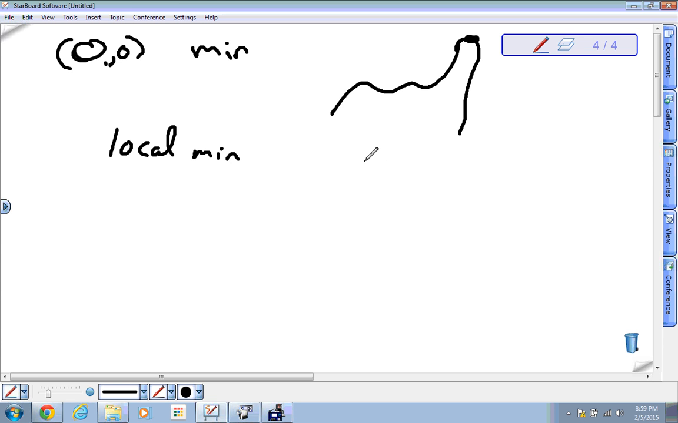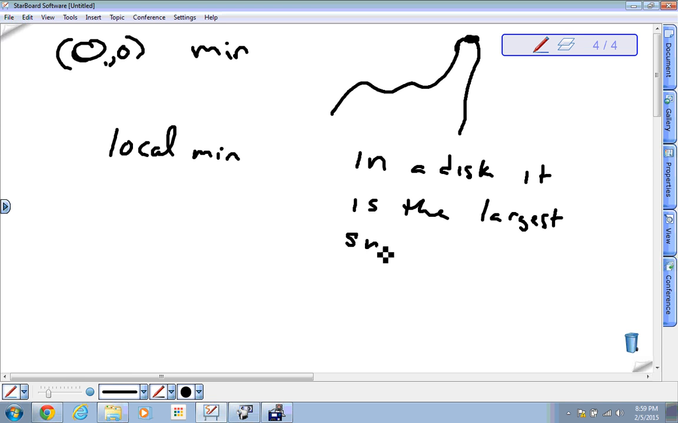And so what they say is this: in a disk, it is the largest in the case of a maximum, or the smallest in the case of a minimum value in the neighborhood.